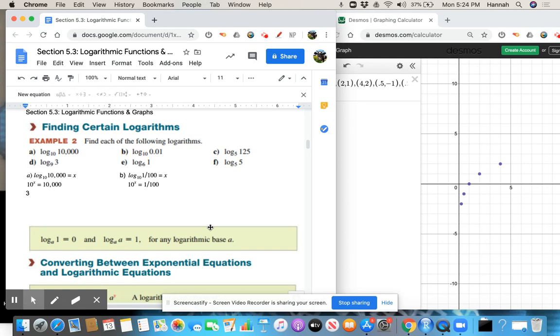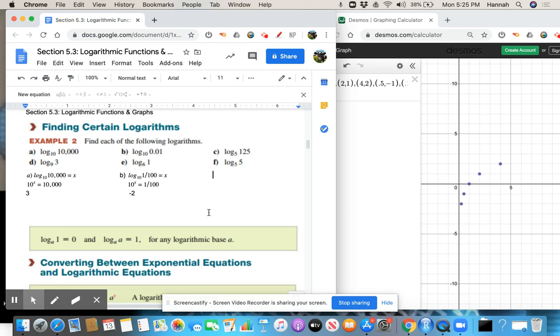So what are they actually asking me here? They're saying 10 to the what power gives me 1 over 100. Well, 10 to the positive 2 would give me just 100, which means 10 to the negative 2 would give me 1 over 100. So my answer there for what that logarithm equals is just negative 2. That's it. Okay?